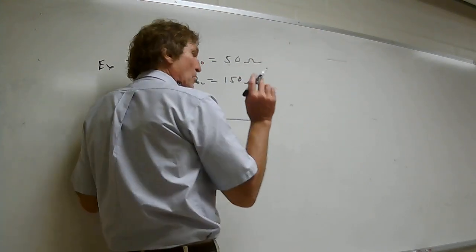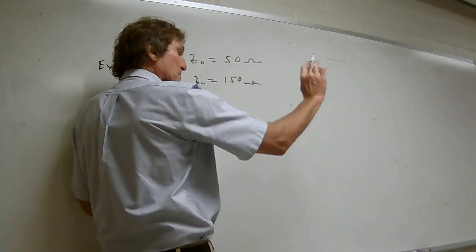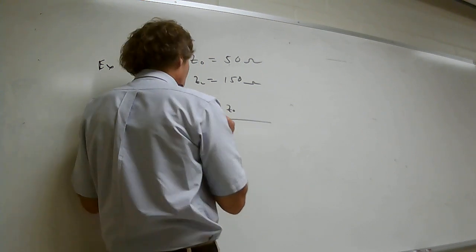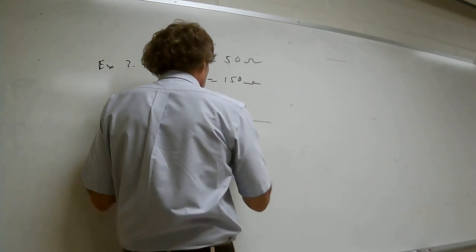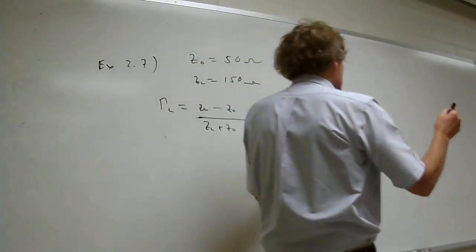Reflection coefficient is always the impedance you're going into, that's ZL for a positive going wave, minus the impedance you came from, which is Z0, divided by the sum of the two. Now, if you look at this for a second, I'll draw the picture.